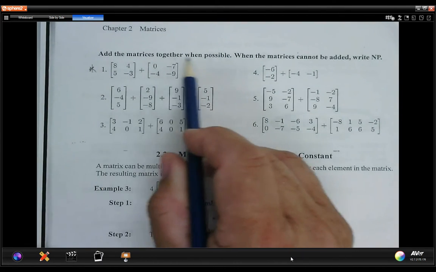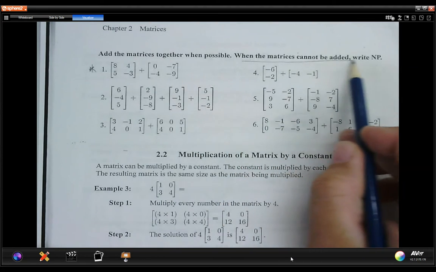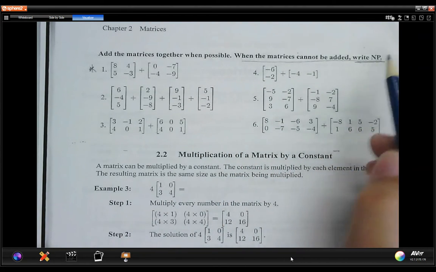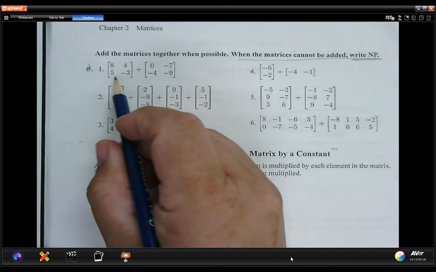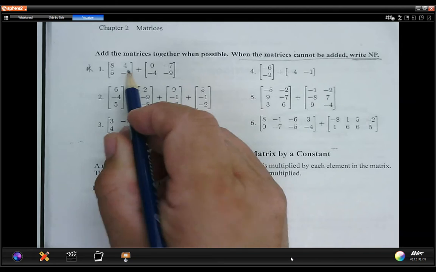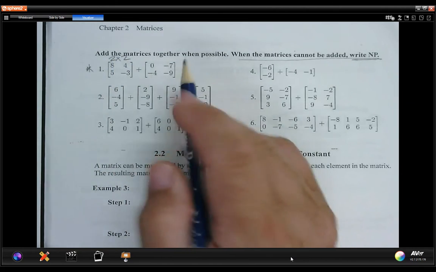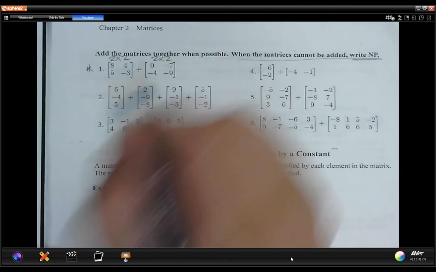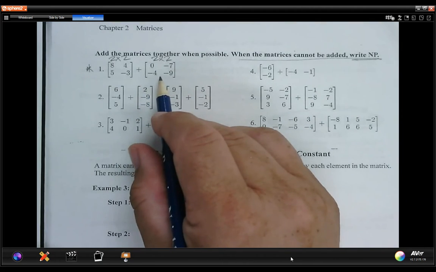So add the matrices together when possible. Notice your instructions. When the matrices cannot be added, write MP. So the first thing you're going to do is check your dimensions of each matrix. Well, this one is 2 rows, 2 columns. So it's a 2 by 2. This one is 2 rows and 2 columns. So it's a 2 by 2. So that tells me right away I can add these 2 matrices together.